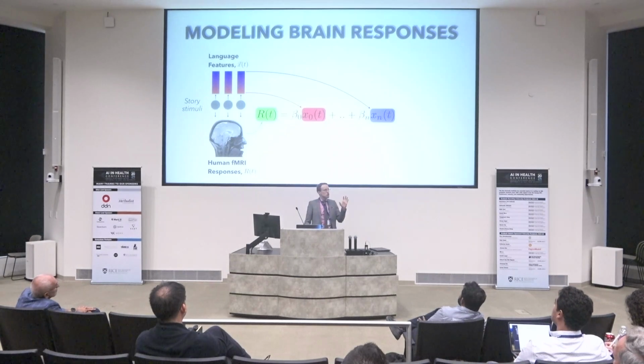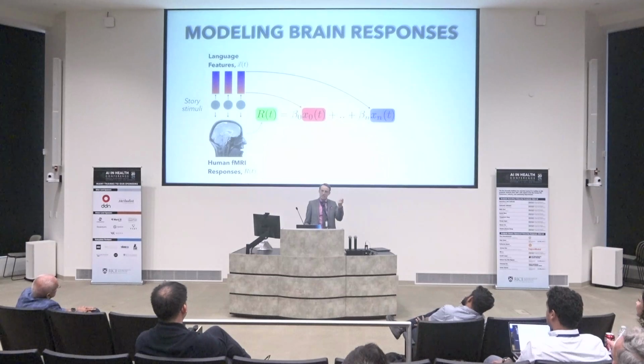OK, so we have the story stimuli that the person is listening to. They come in. They go into the person's brain, and we get these responses. In each little voxel, each little chunk of brain tissue that we're recording the fMRI signal from, we have a response time course. Right? That's how did this voxel respond over time.